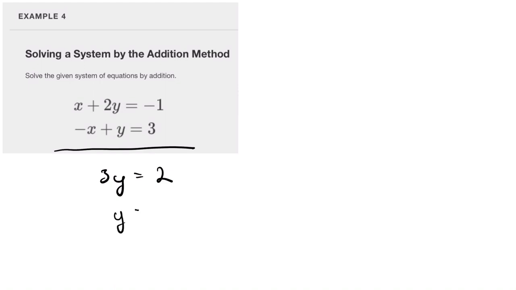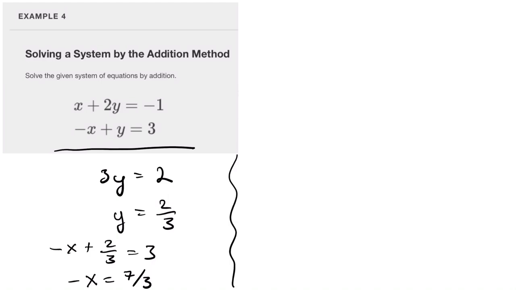Divide both sides by 3, y equals 2/3. So then if y is 2/3, we get -x plus 2/3 equals 3. 9/3 minus 2/3 is 7/3. So then we get that x equals -7/3. Okay, so our claim is that the solution to the system is -7/3, 2/3.